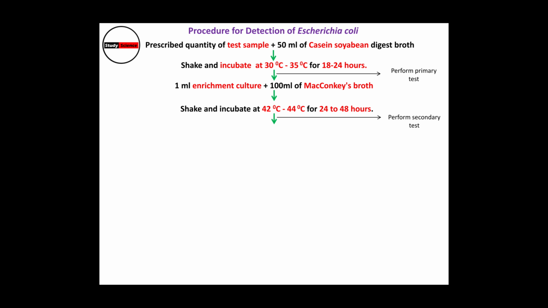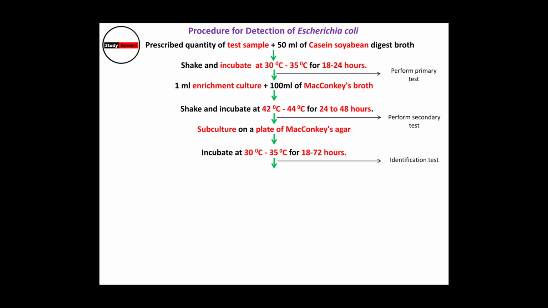Then again perform the secondary test, in which we have to subculture on a plate of McConkey's agar and incubate it again at 30 to 35 degrees Celsius for 18 to 72 hours. Again we have to perform the identification test. If you observe pink and non-mucoid colonies, which indicates the possible presence of E.